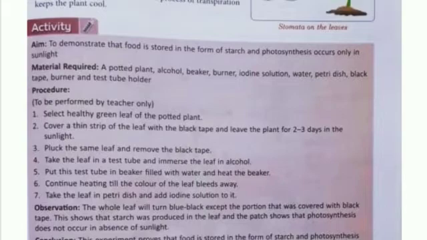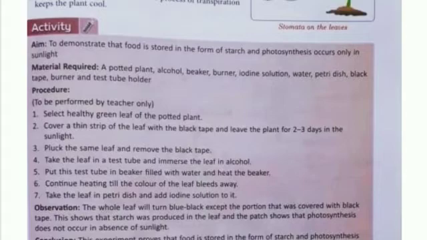Take the leaf in a petri dish. This is a type of glass plate, and add iodine solution in it. Now there is no chlorophyll. The leaf, with the black taped area and the remaining area, is all taken into a petri dish, and now pour the iodine solution on the whole leaf.